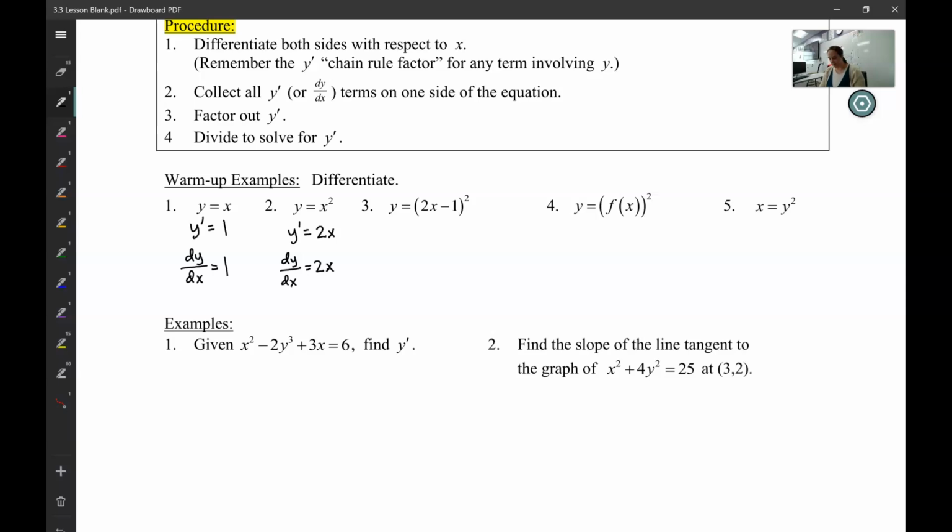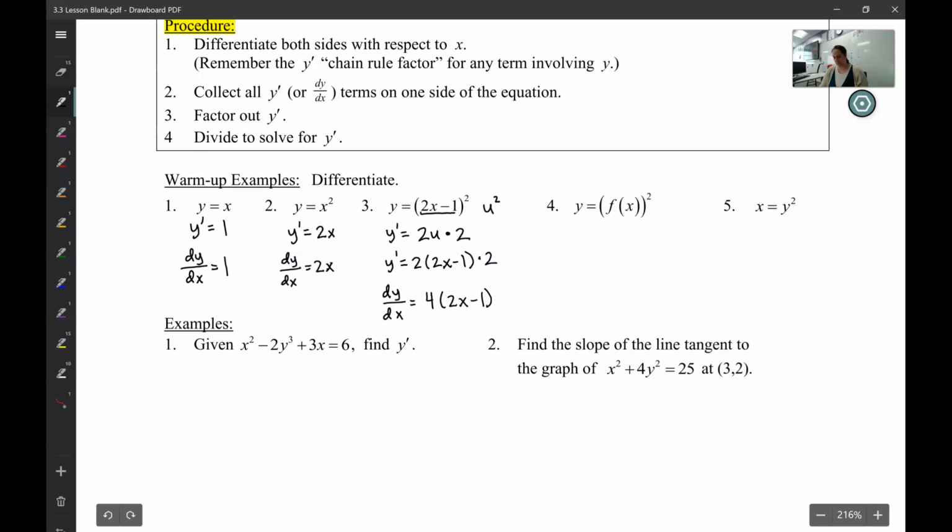Now we're starting to get into some chain rule. So this one, derivative, this would be u squared. So I take the derivative of the mommy, 2u, times by the derivative of the baby, which is 2. And then plug the baby back in. So 2 times 2x minus 1 times 2. And then once again, I'm going to change that to dy dx. And I'll just simplify some stuff as I go. Okay? Now let's do this one, number 4.